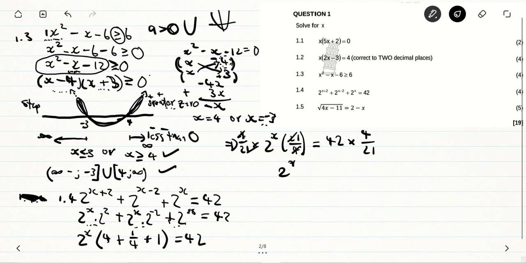and 2 to the power x is going to be equal to 42 multiplied by 4 over 21. 42 multiplied by 4 divided by 21 is equal to 8. And 8 is equal to 2 to the power 3. So if 8 is equal to 2 to the power 3, we then know that because the bases are the same, the exponents should be equal. Therefore, x is equal to 3.